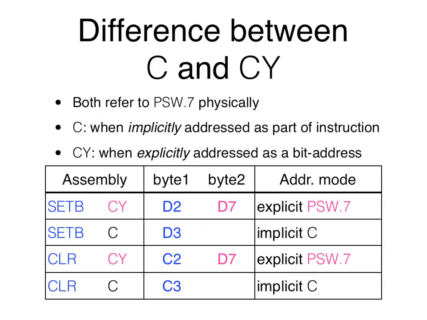Right? So here it explains the difference. So you can see the encoding. If you do SETB CY, that makes the address of CY explicit. That's a separate byte. That's D7, right? Encoding for CY. If it's just C, then that's part of the opcode. So there, it just takes 1 byte. Okay, so there's the difference between implicit versus explicit addressing.